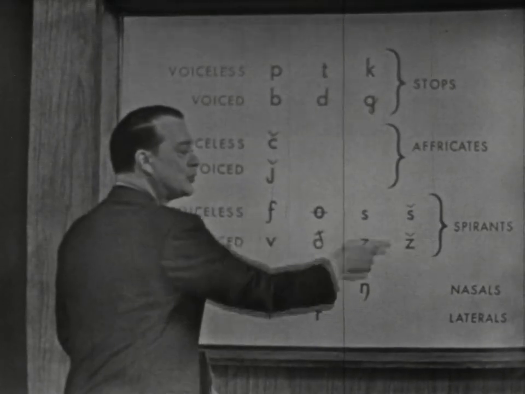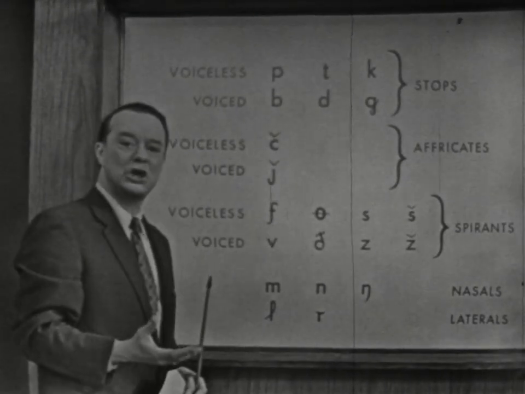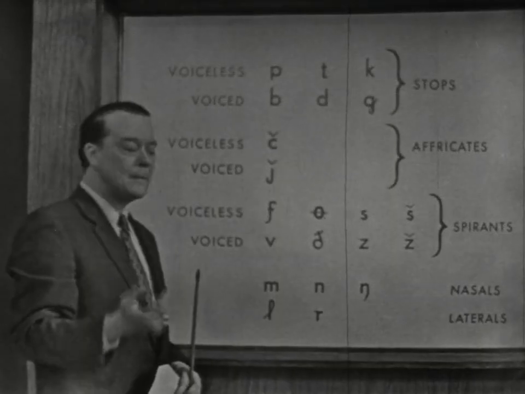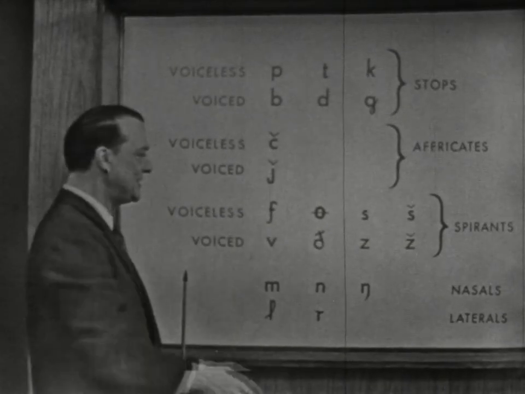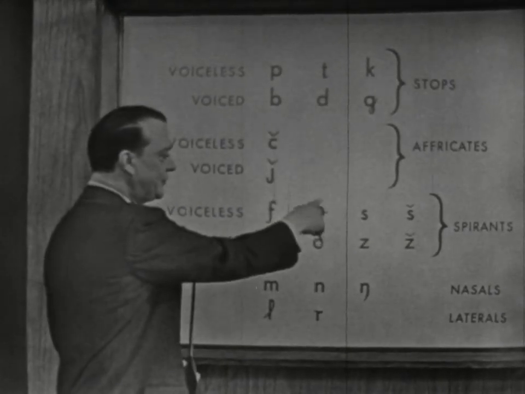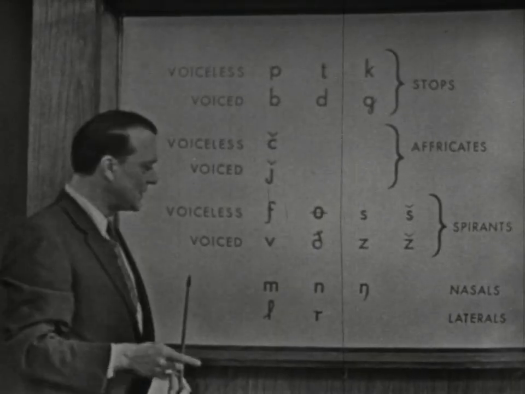And this one with a wedge over it represents the sound in she, and this Z with a wedge over it, the sound in measure, or azure, or garage. Now notice we need these symbols because we don't have any letters in our alphabet to represent these sounds. This theta with a line through it and this crossed D represent the voiceless and voiced spirants, the difference between thin and then. I'm going to talk about that in just a minute.